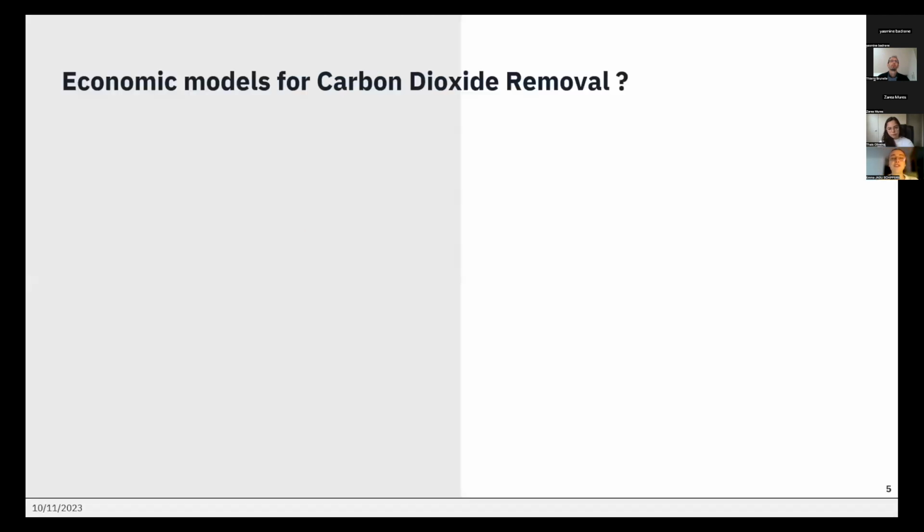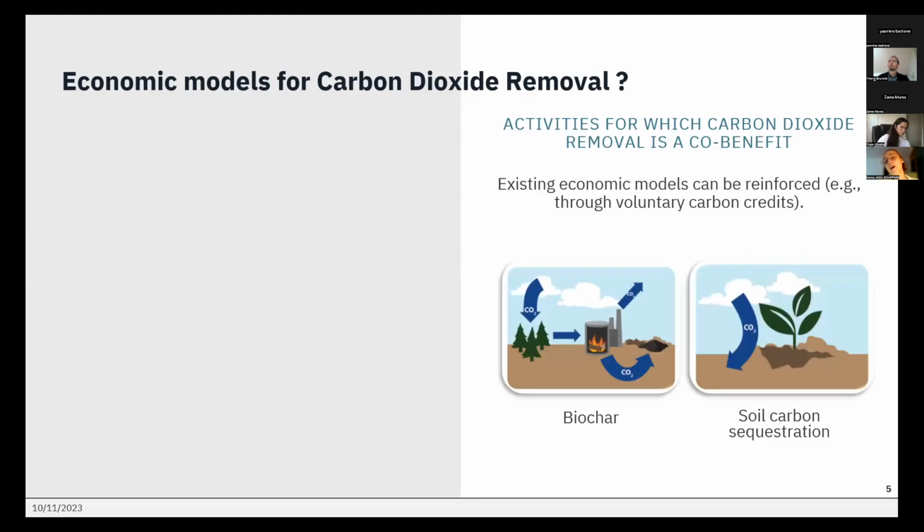So first of all, today, the economic incentives that are available for carbon dioxide removal are very limited. And we can separate two categories of activities in that sense. The first are activities for which carbon dioxide removal is actually a co-benefit. So there already exist economic models, for example, in terms of agricultural interest, improvement of soil quality, for example. And these existing values can be reinforced for their co-benefit of carbon dioxide removal through voluntary carbon credits.